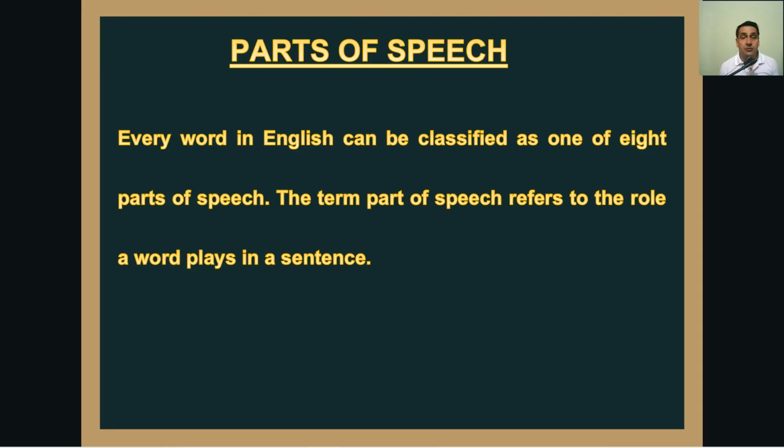Now we're going to start with parts of speech. We hear this a lot. So parts of speech, what exactly is parts of speech? Each word in a sentence plays an important role, and there is a name given to each word in the given sentence. Every word in English can be classified as one of the 8 parts of speech. The term parts of speech refers to the role a word plays in a sentence. So each word has its own significance in a sentence, and different names are given.